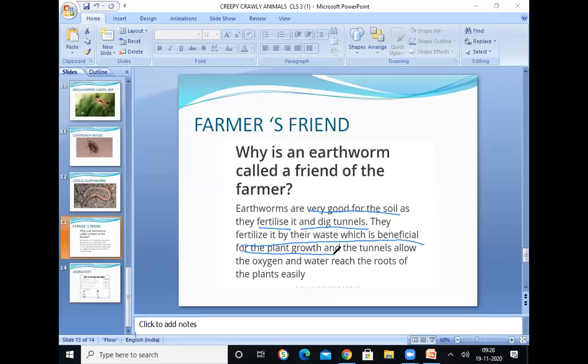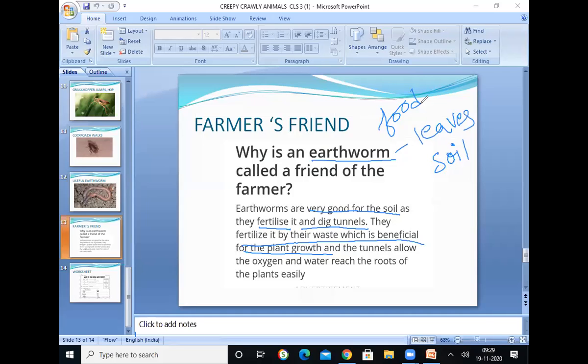And next, its waste. What will the earthworm eat? Leaves and soil. Earthworm's food is leaves and soil. It eats these two food items, and when it sends them out as excretory material or waste, the soil becomes very fertile. So the earthworm is the most useful, beneficial animal for the farm.